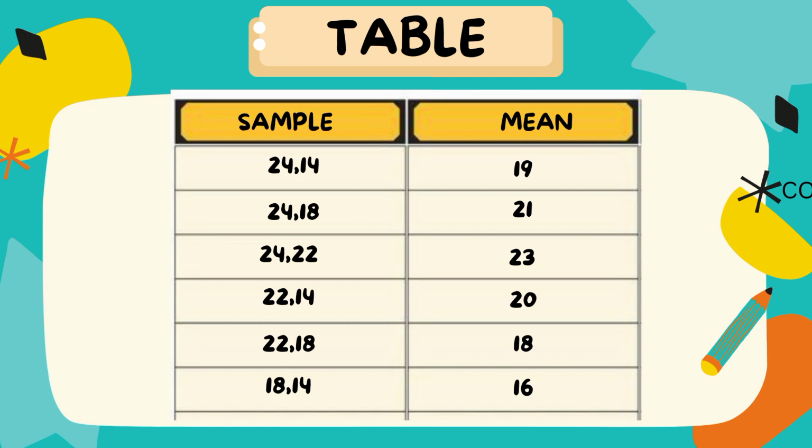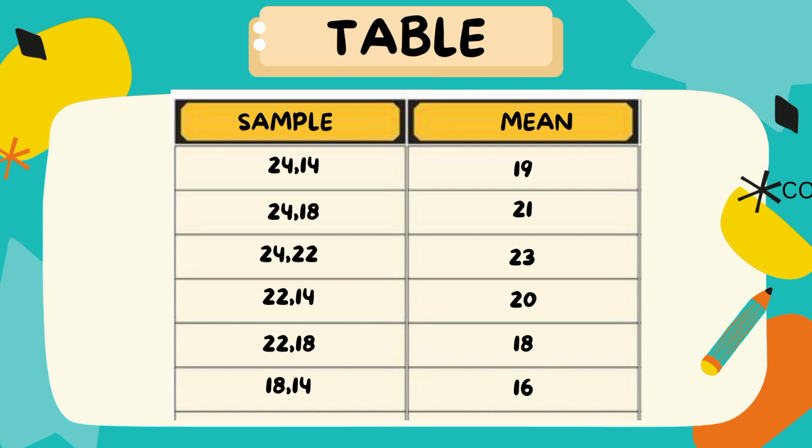In our sample, since we have a given size of 2, we just paired the ages of each member of the family into 2. That's why we've come up with these 6 pairs, which are 24 and 14, 24 and 18, and 24 and 22, 22 and 14, 22 and 18, and 18 and 14. In our mean, we just simply add the pairs and divide it by 2.